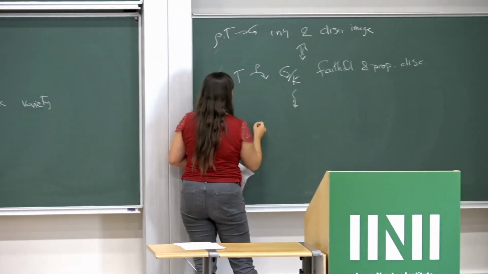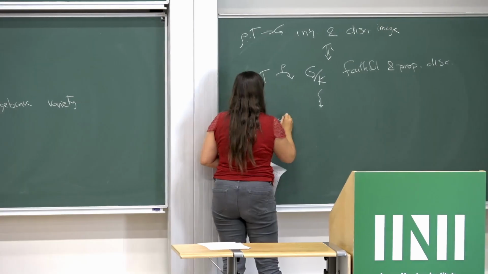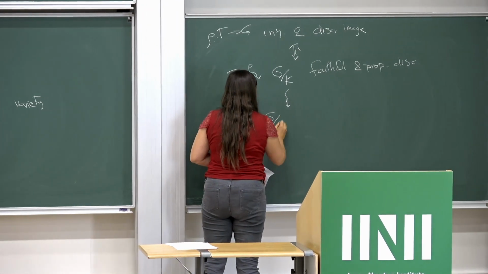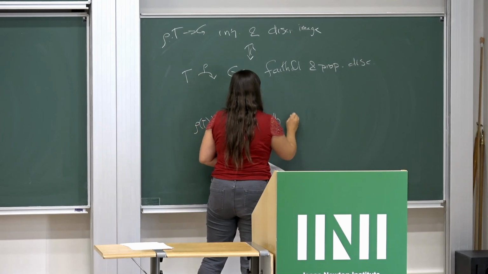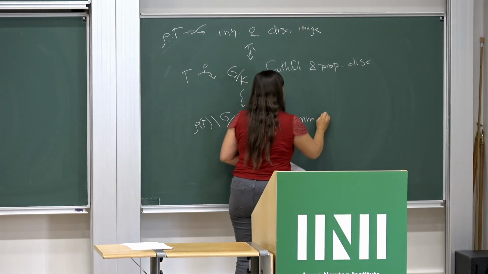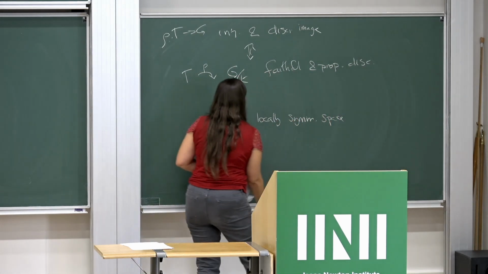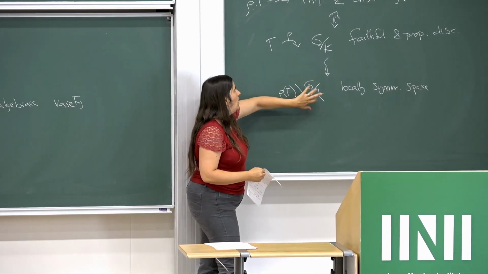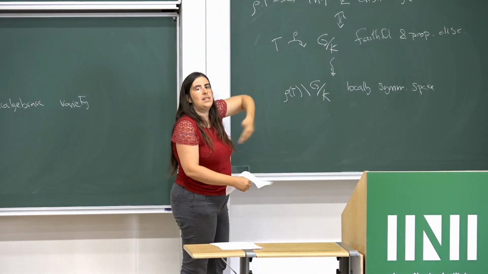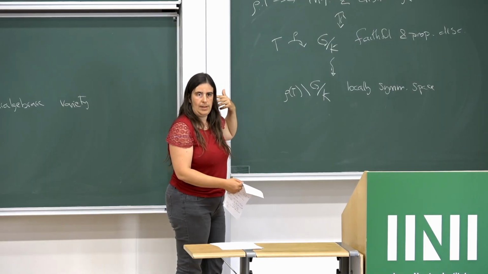Which means that this gives rise to a quotient manifold, which is a locally symmetric space, which is a manifold which is locally modeled on this beautiful geometry, but has non-trivial topology coming from the fundamental group.